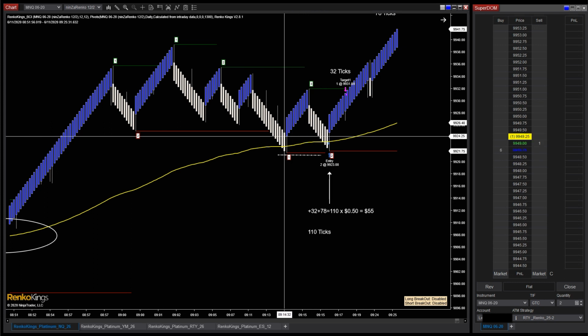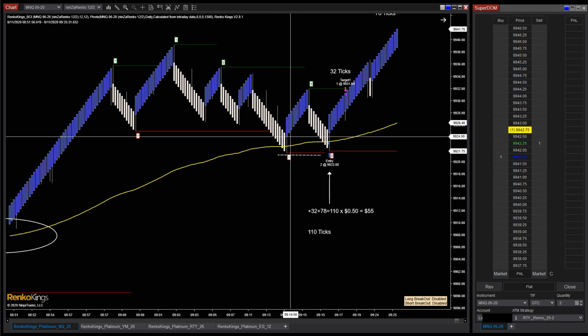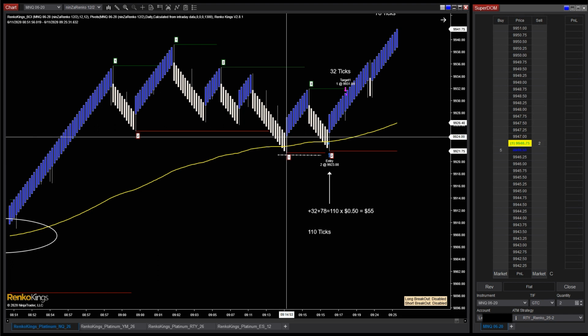Normally, as soon as this bar closes up, I'm going to go ahead and place my limit order at right around this limit, this level.